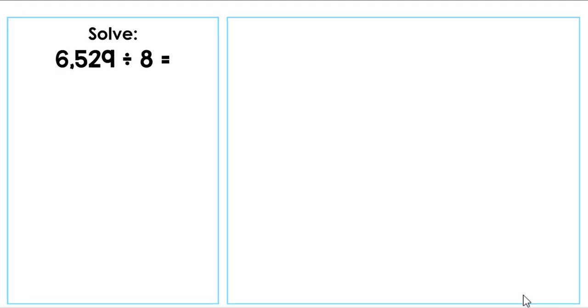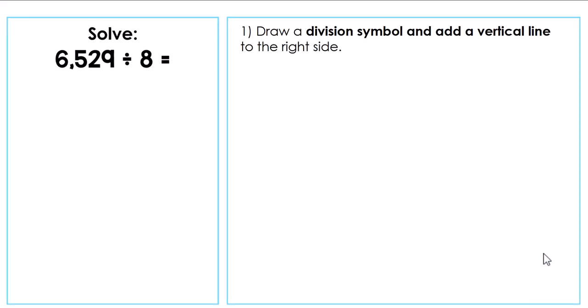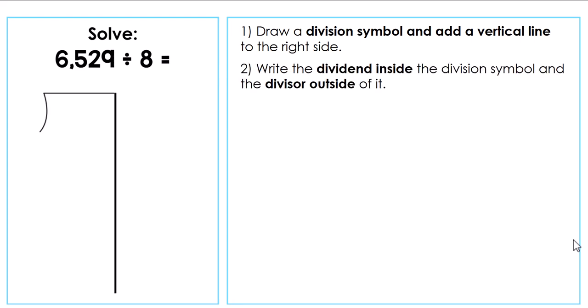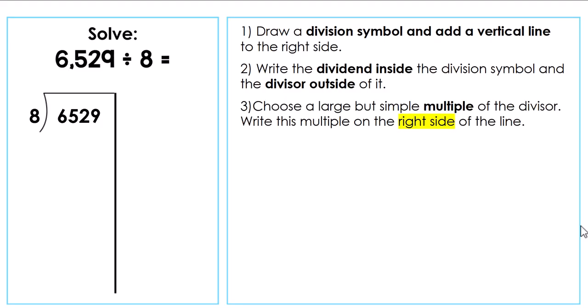Moving back to our problem on our PowerPoint, I want to show you a different way to do this. So we have our problem. First, we draw a division symbol and add a vertical line to the right side. Write the dividend inside the division symbol and the divisor outside of it. So we have our 6,529 divided by 8. Choose a large but simple multiple of the divisor. Write this multiple on the right side of the line.